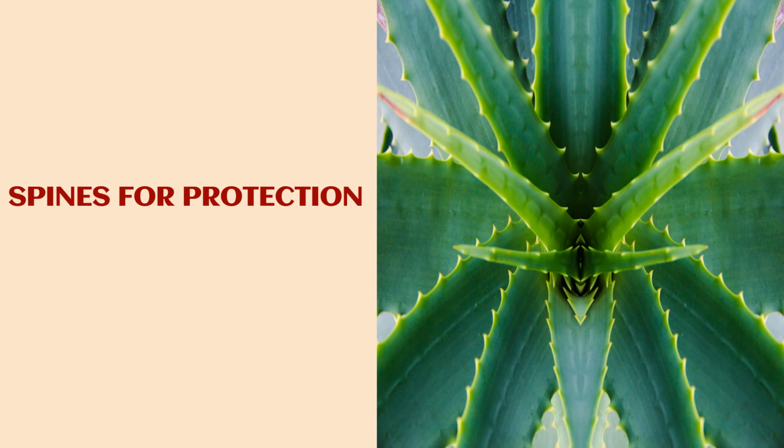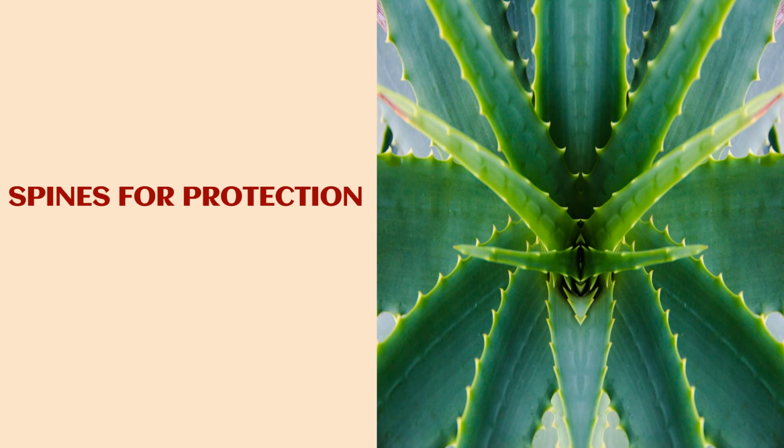Spines for protection. Yes, students. Can you recognize this plant? Yes, very well said. It's aloe vera. In prickly poppy and aloe vera, leaf margins bear spines to protect the plant from grazing animals. Even in cactus, the leaves are modified into spines to avoid loss of water by transpiration.